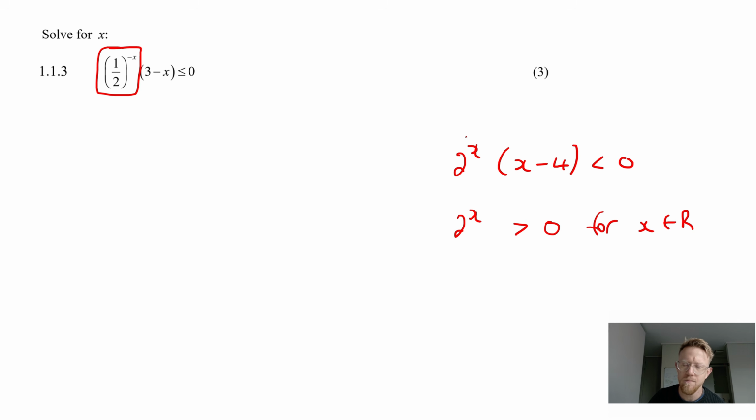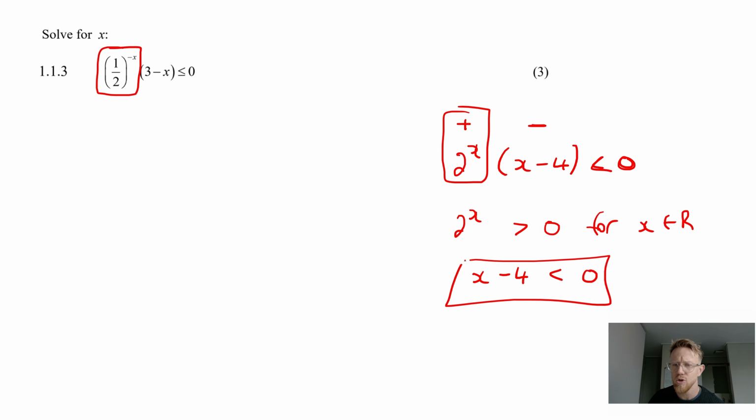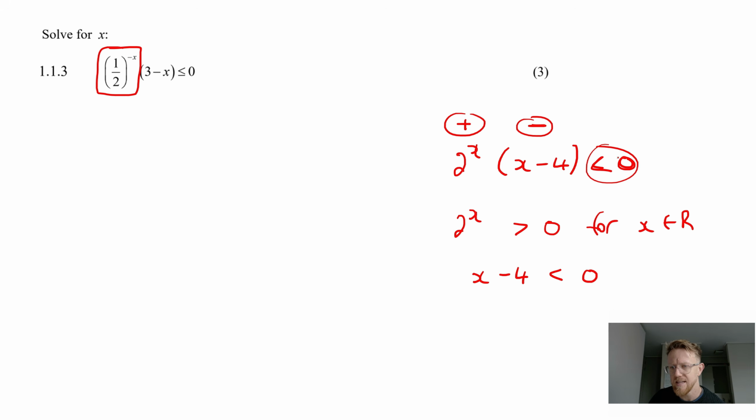Okay, so if this is always positive, and you want this whole expression to be smaller than 0, which means negative, then this other expression would always have to be negative. And then you would just say, therefore, x minus 4 always has to be negative. And then you just solve that part, because a positive times a negative is going to be a negative. And so it's the exact same strategy that we're going to use here.